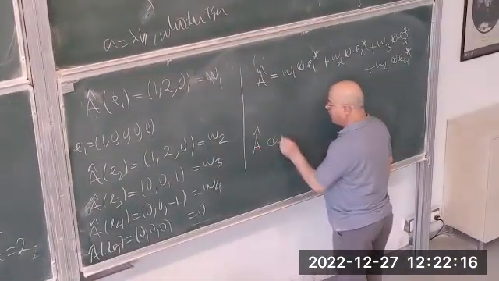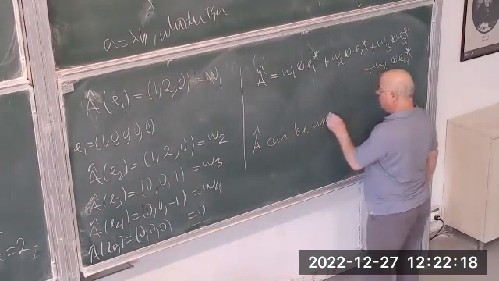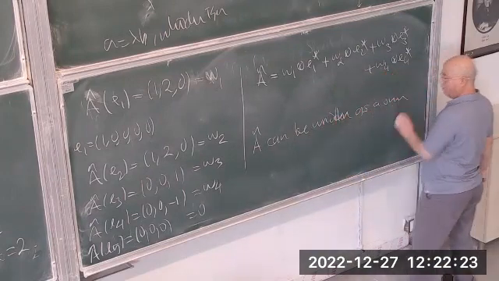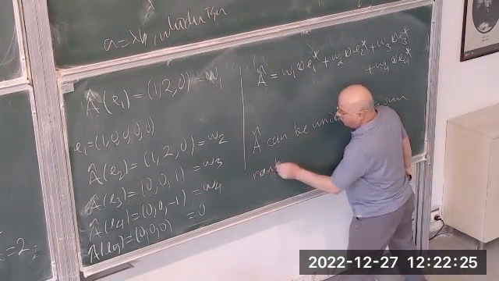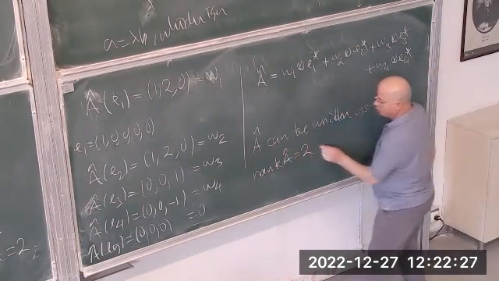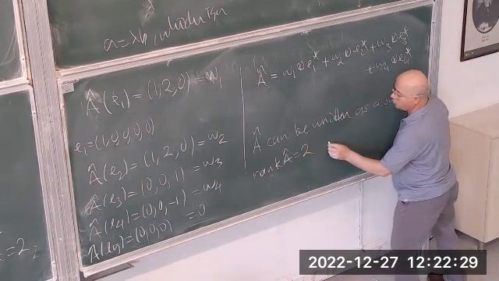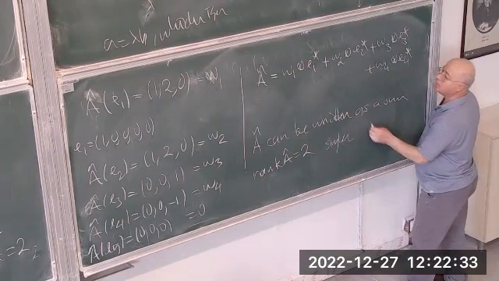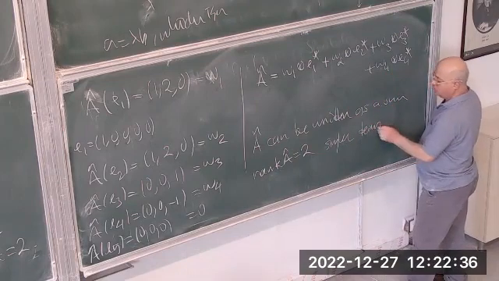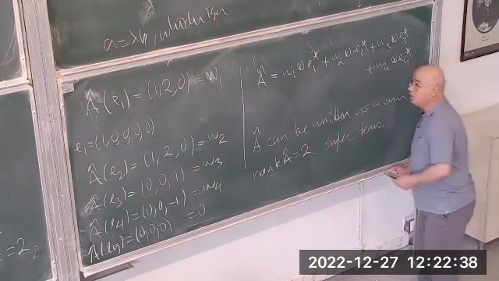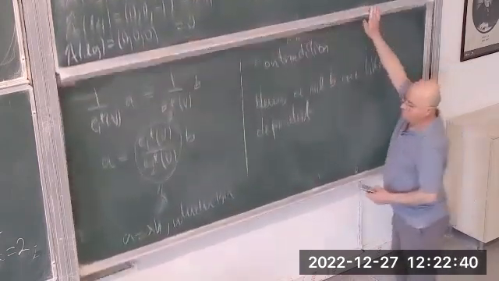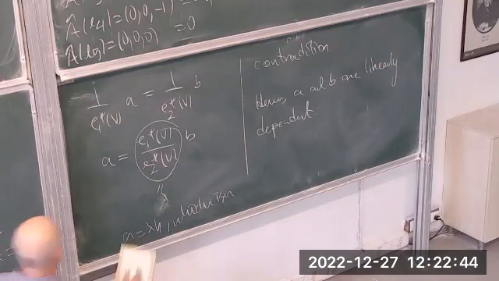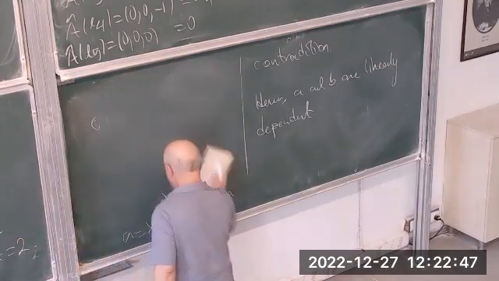A hat can be written as a sum of rank of a hat, which is 2, single terms. We need to extend the basis.